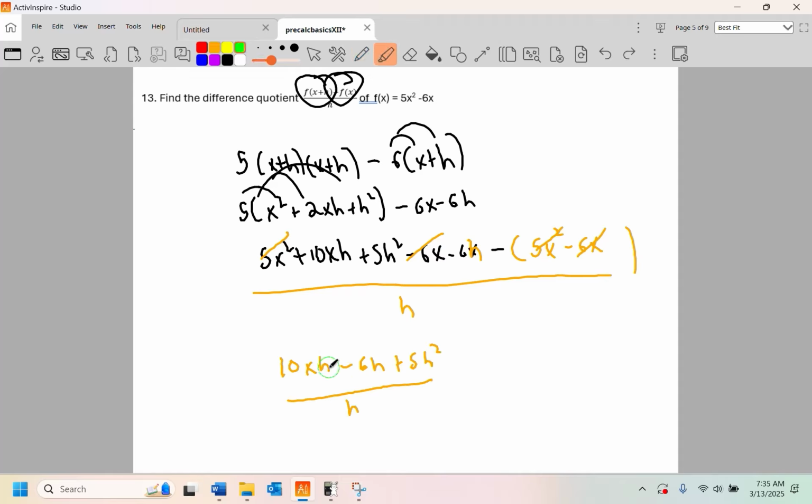And every one of those pieces has an h, so I'm going to cancel it from each piece. I have 10x minus 6 plus 5h. And again, when I look at those things, I'm not doing that algebra in my head. There's a shortcut.